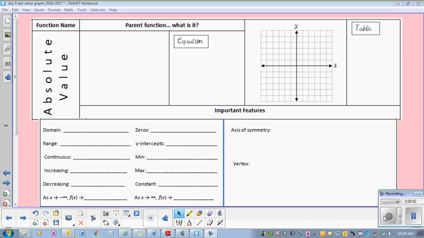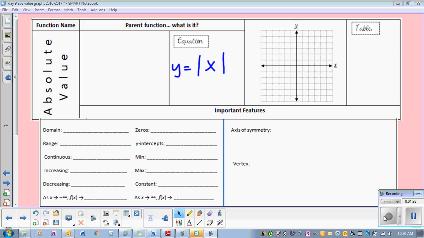So the equation for the most basic absolute value, your parent function, would be y equals the absolute value of x, right? That's pretty simple, right? And then that space right there next to the equation, that's for you guys. That's where you're going to make notes and whatever you need to, all right? Just take notes and put important things there if you like.